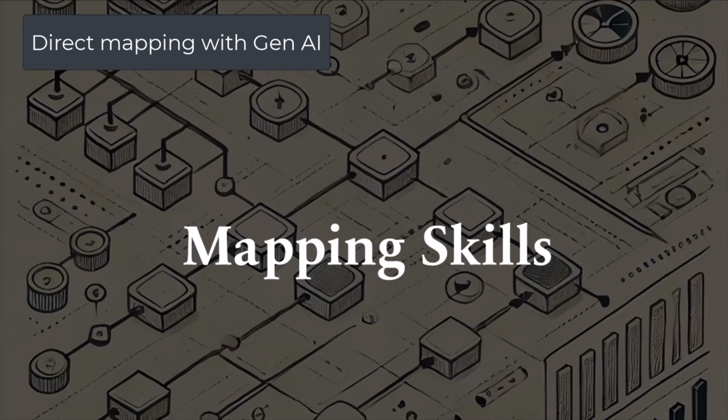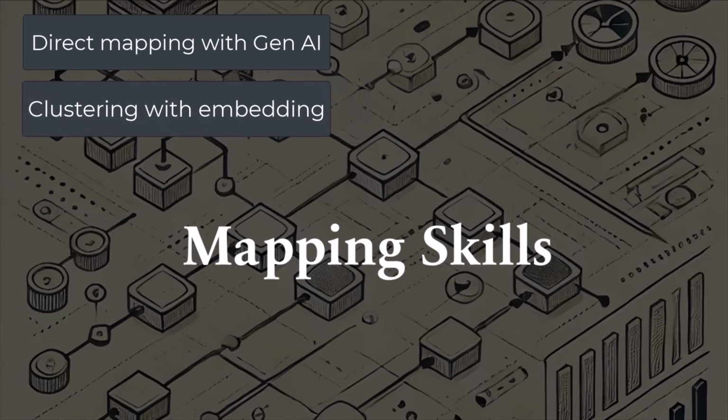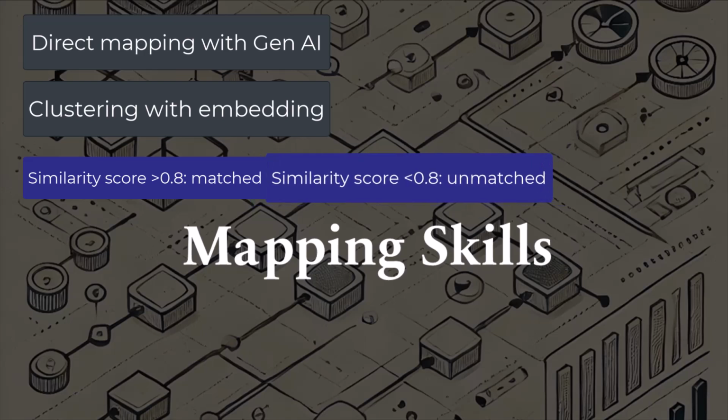The second approach is a bit more technical, but it gives us better results. Instead of relying on AI guesses, we use embeddings, basically mathematical representations of the skills and categories. Then, we measure the cosine similarity between them to see how close they are. The closer the score is to 1, the more similar they are. We set a threshold of 0.8. If the similarity score between an assessment skill and a taxonomy category is 0.8 or higher, we consider it a match. If it's below 0.8, we treat it as unmatched and take a closer look.